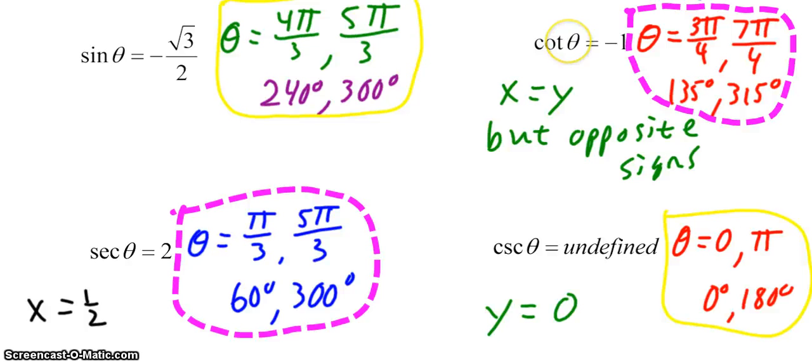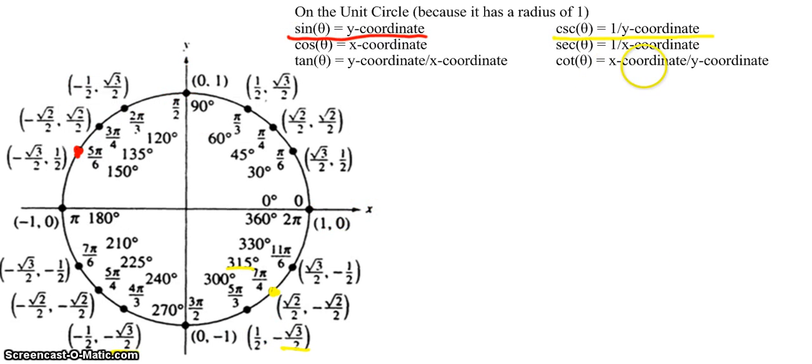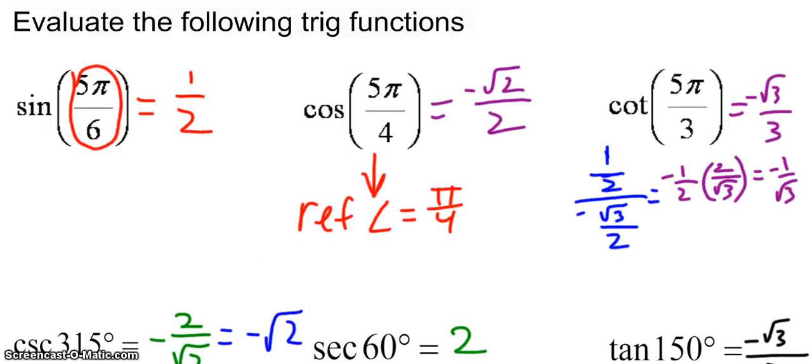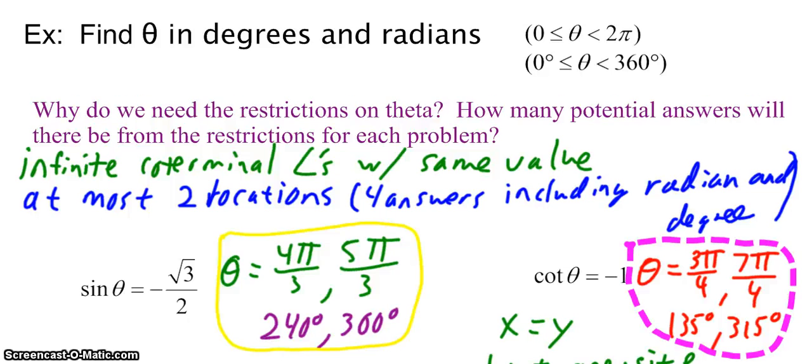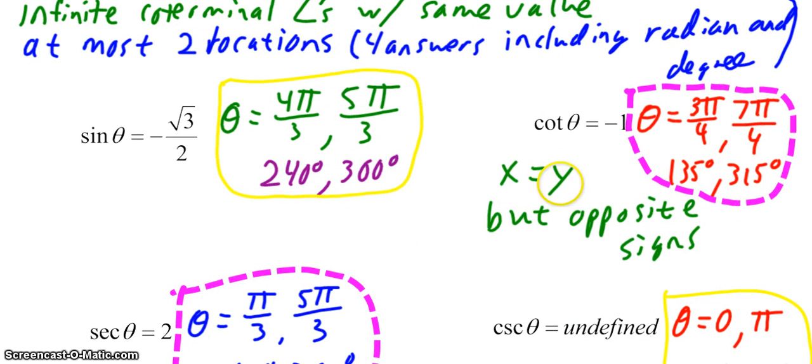Okay, so let's talk about the cotangent first. So if cotangent of theta equals negative 1, what does that tell me? Well, I know that cotangent is the x-coordinate divided by the y-coordinate. So if I divide any 2 numbers and I get a negative 1 as a result, what do I know about those 2 numbers? I know that they had to be equal, so they had to be the same numbers, but opposite signs. So one of them has to be negative and one of them has to be positive, but they're the same numerical value. The absolute value is the same.